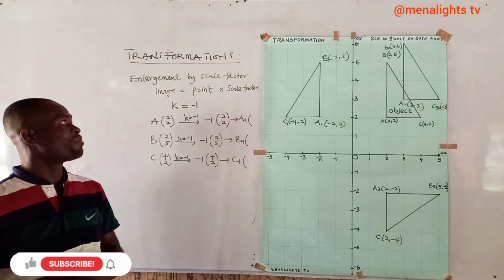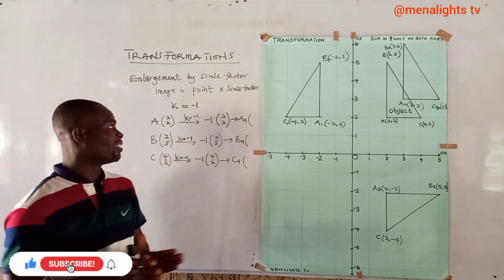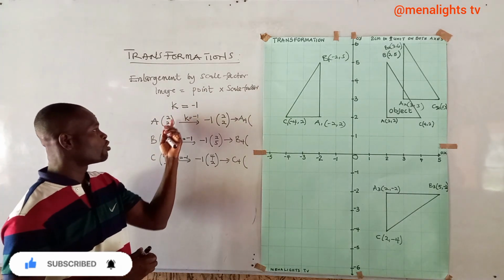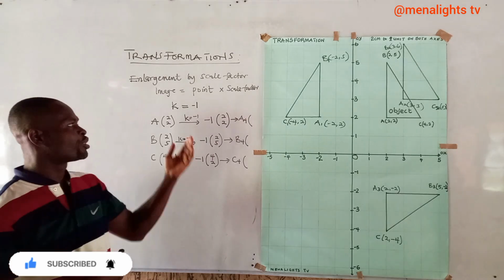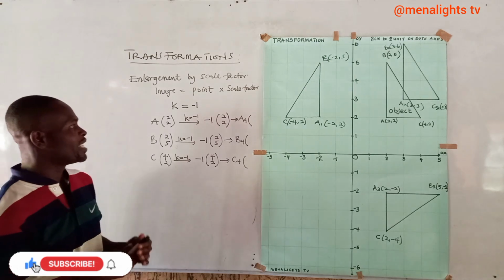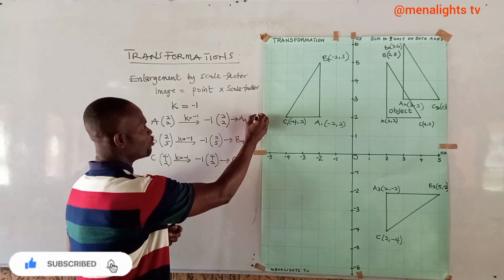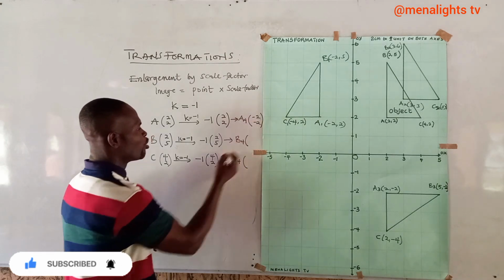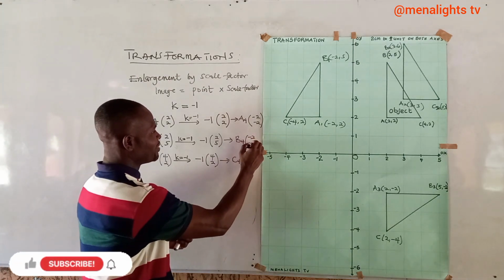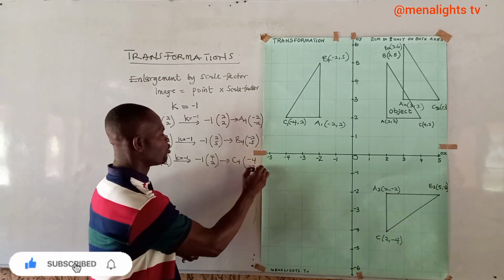So we now come to enlargement by scale factor. For you to get the image, we have to multiply the point with the scale factor. Here our scale factor is negative 1. So when you have A, which is 2, 2, to get the image we need to multiply the coordinates of the point by negative 1. So negative 1 times 2 and 2 gives us negative 2, negative 2. When you come to B, which is 2, 5, times the negative, it will give us negative 2, negative 5. C, which is 4, 2, will now become negative 4, negative 2.